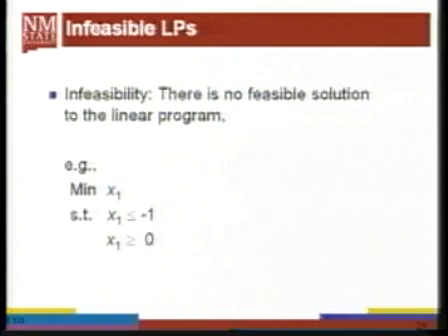In this case, for example, there is no real value that is simultaneously less than -1 and greater than 0, right? So in this case, the feasible region is empty, which means the feasible region contains no points, resulting in an infeasible linear programming problem. Because the optimal solution to an LP is the best point in the feasible region, an infeasible linear programming problem has no optimal solution, okay?